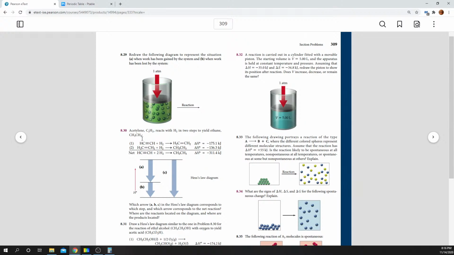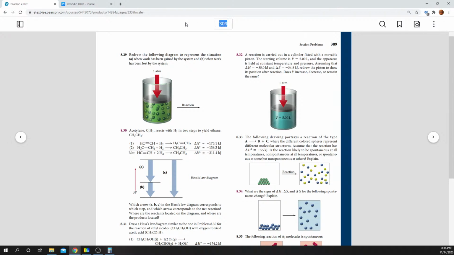Delta E equals Q minus P delta V. We know this and this. Negative 34.8 equals negative 35.0 minus negative 0.2. Okay. So P delta V is negative 0.2. It's against 1 atmosphere of pressure, so delta V is negative 0.2. So yeah, that means it is going to expand by 0.2 liters. So it's going to be 5.2 liters.